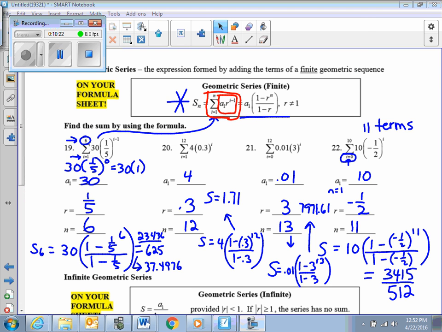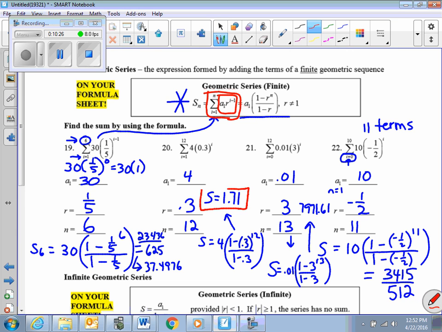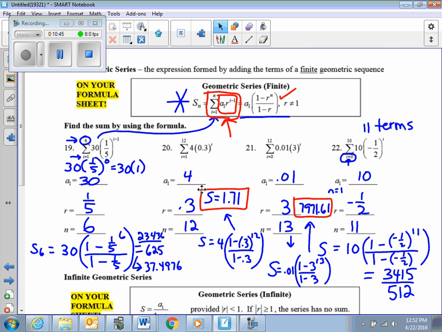And here are your answers for numbers 20 and 21. The sum will be approximately 1.71, and this sum here is 7,971.61. Of course, both of those are rounded off. You will get the same answer if you do it by hand using this formula, or if you use the summation feature on your calculator.